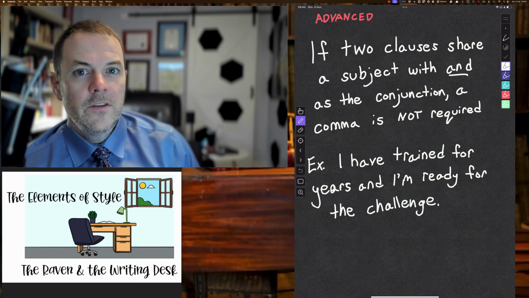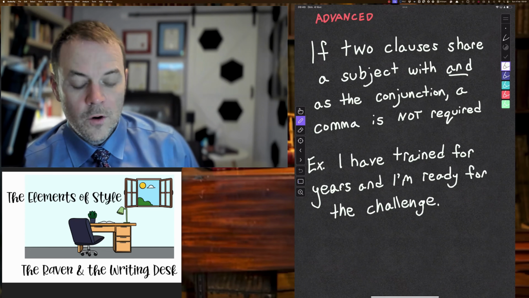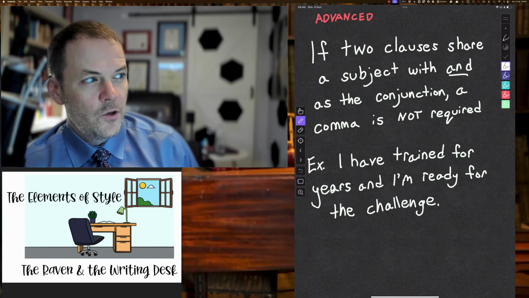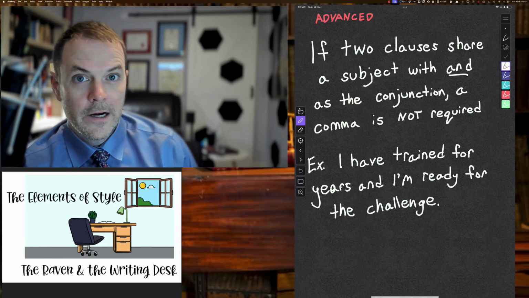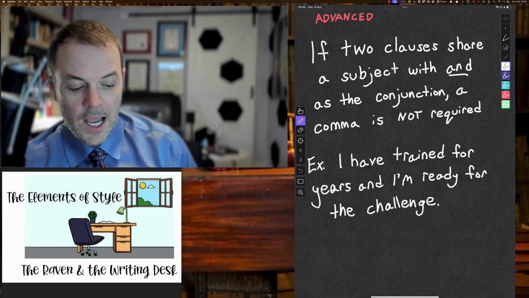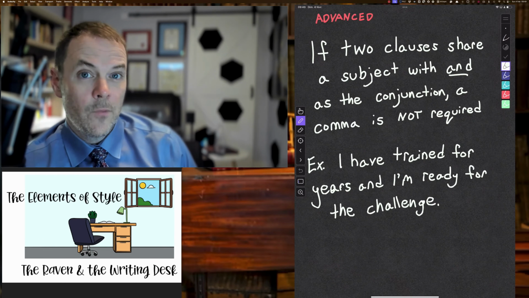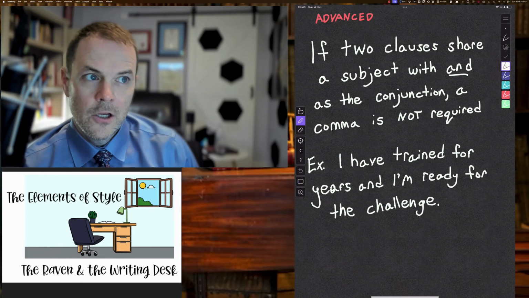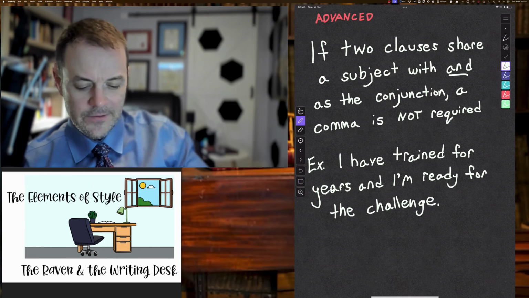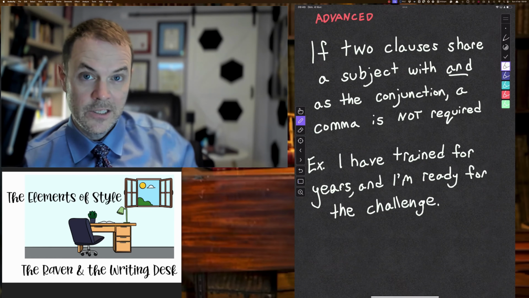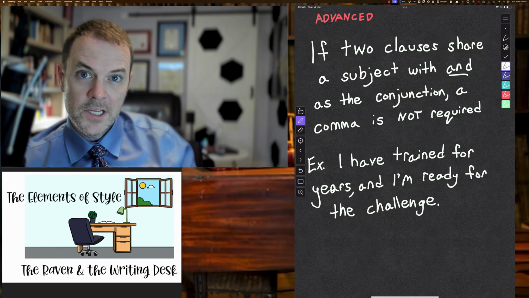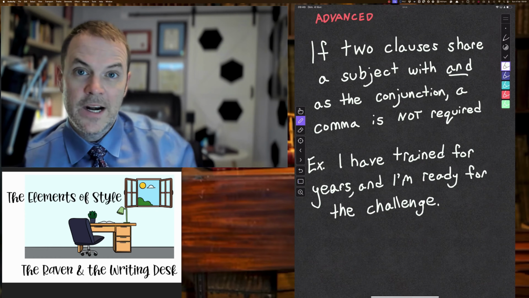I will give you this that is a bit more advanced. If two clauses share a subject with "and" as the conjunction, a comma is not required. For example, I have trained for years and I'm ready for the challenge. You could say, shouldn't you have a comma after "years"? I have trained for years, and I'm ready for the challenge. You could, and few would point it out to you.